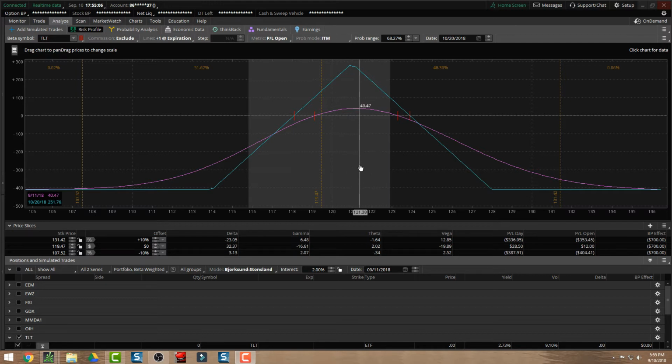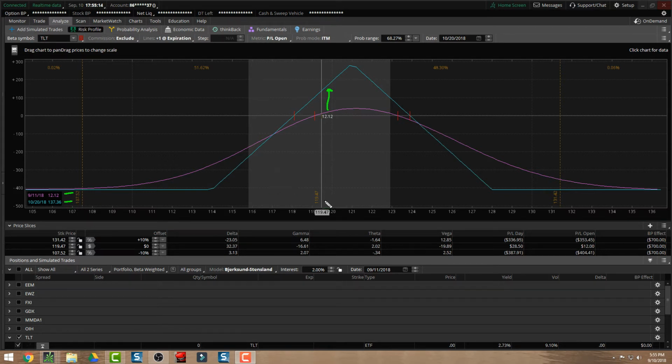So let's say, for example, we go back to where the stock is trading today, and we put our cursor right over that stock price for today, and you can see that today we're trading about $12.12 profit. But if we were to hold that all the way to expiration, then we'd be profitable of about $137.